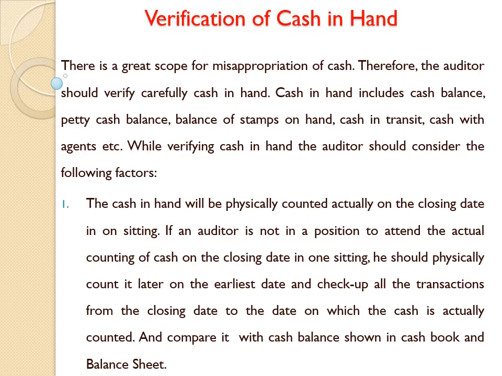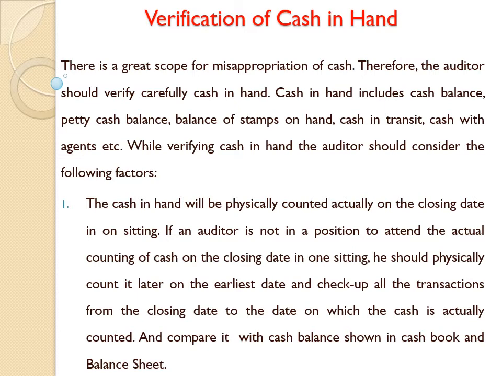The auditor should confirm certain facts because there is great scope for misappropriation of cash. The secondary objective of auditing is to detect and prevent fraud at an early stage. So, auditing is skillful and tactful work along with intelligence. The auditor should verify cash in hand carefully.